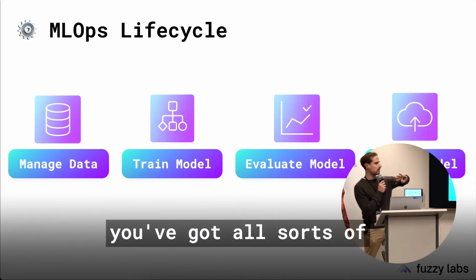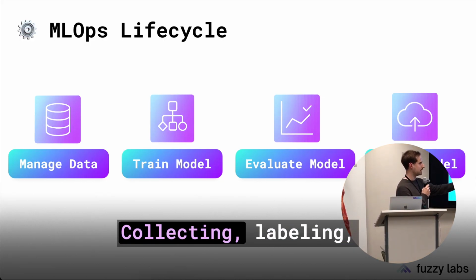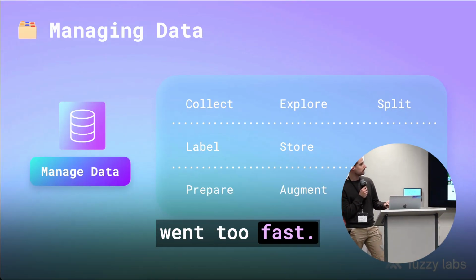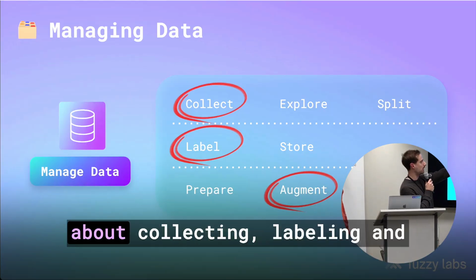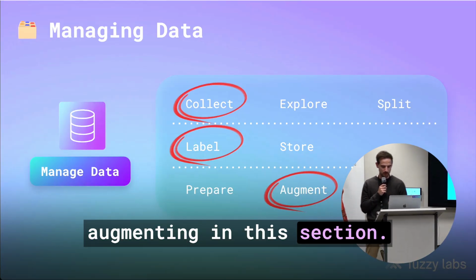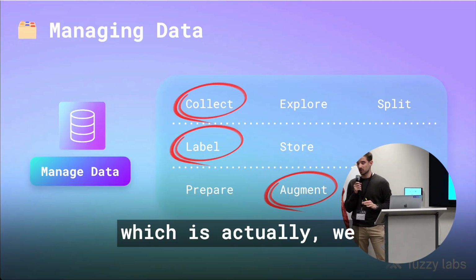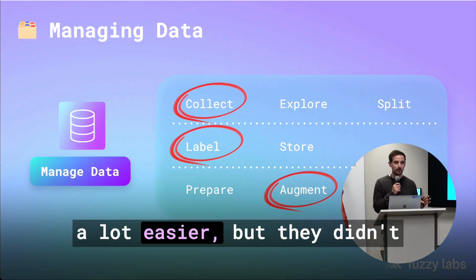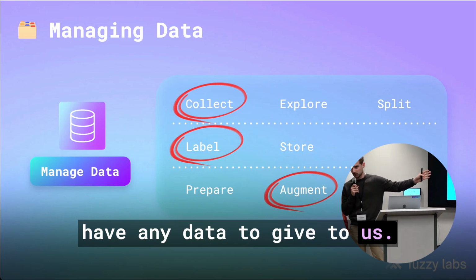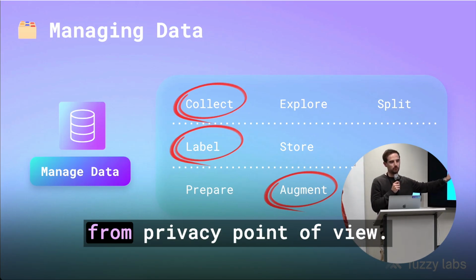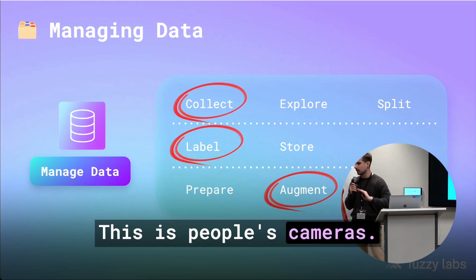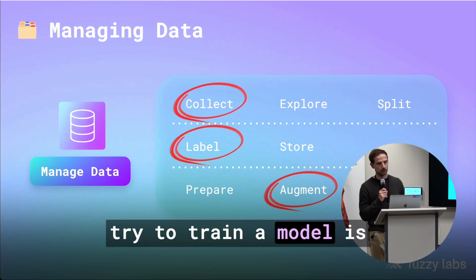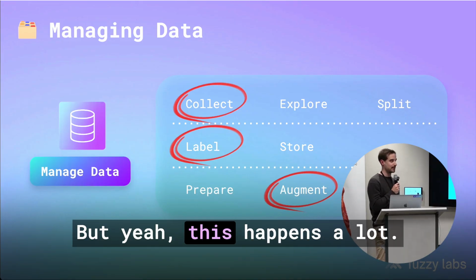With managing your data, you've got all sorts of different elements to it: collecting, labeling, preparing. Oops, went too fast. I'm going to talk specifically about collecting, labeling, and augmenting in this section. In this instance, which actually we get a lot, annoyingly so, if we didn't, my job would be a lot easier, they didn't have any data to give to us. The data that they had was from a privacy point of view, this is people's cameras, they can't give us that data. So we had no data to work with, which when you can't train a model is problematic, to say the least. But yeah, this happens a lot.